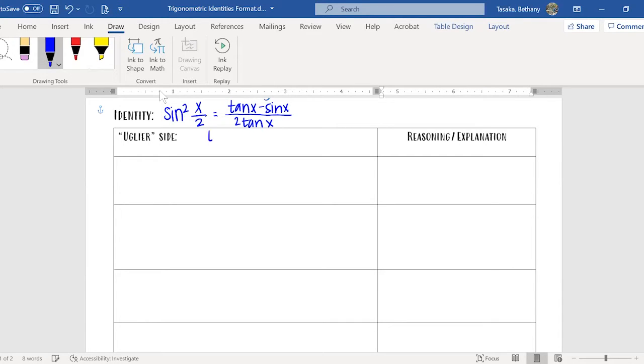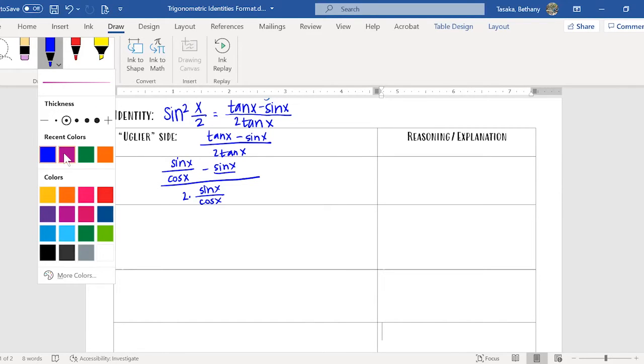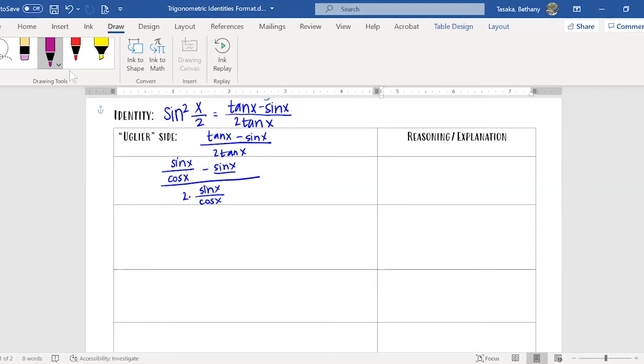So if you've got this (tangent x minus sine x) to (tangent x), let's look at this in terms of sines and cosines. So you've got sine x over cosine x minus sine x, all divided by 2 sine x over cosine x, okay? A lot of times when we have something like this, we end up trying to get a common denominator over here. So this would be sine over 1, right? And we would multiply it by cosine x over cosine x.